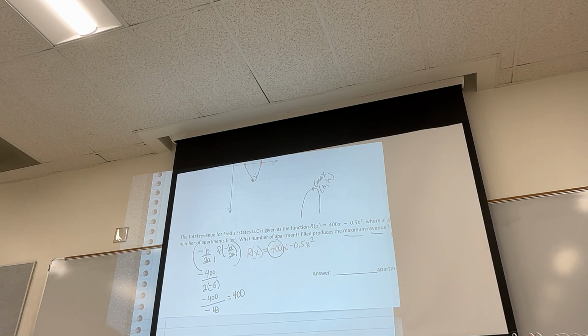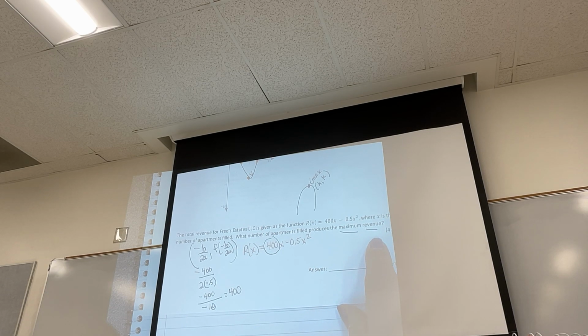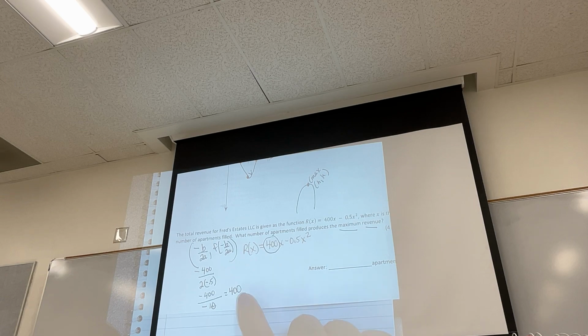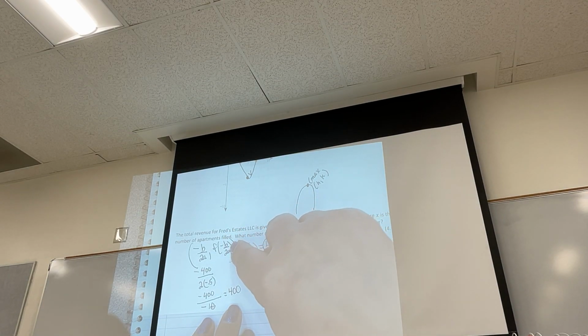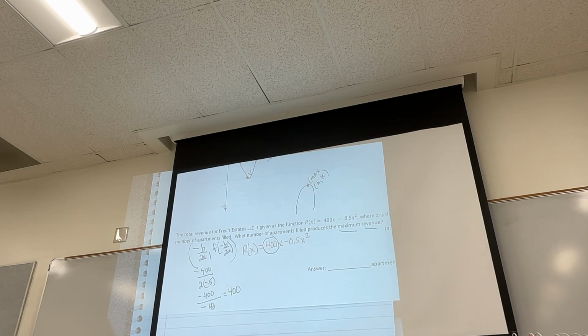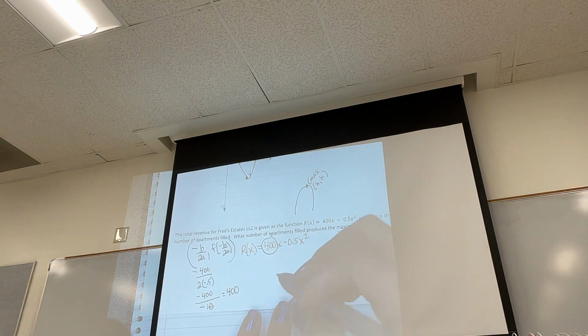So, what number of apartments filled produces the maximum revenue? We just got 400. If I plug this 400 back into the function, that'll give me the dollar amount. The first number is the number of apartments we need to get the maximum dollar amount. Is that clear? So we don't need to waste time plugging it in here because of the question. I need how many apartments to make my maximum profit? I need 400, yes.